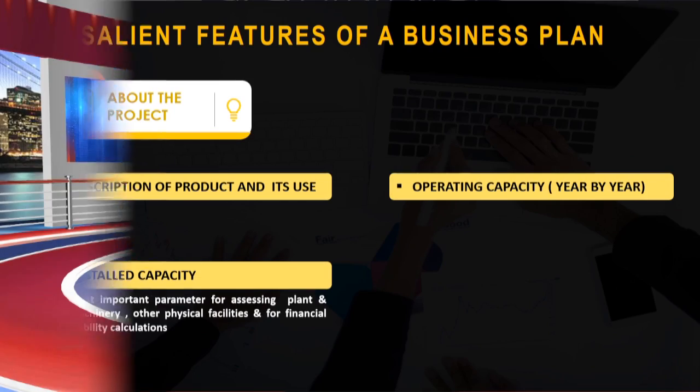Then the operating capacity. So you have an installed capacity and then you will show your operating capacity year by year, maybe for the next 5 years or 10 years or 3 years. Maybe in the very first year it is around 50% because you are starting new. Second year maybe 60%, third year maybe 70%, and then you can increase.